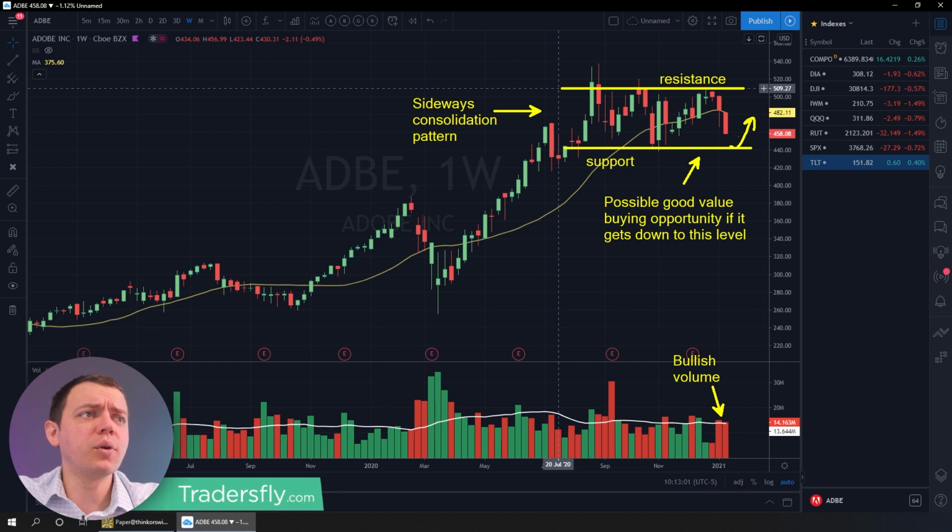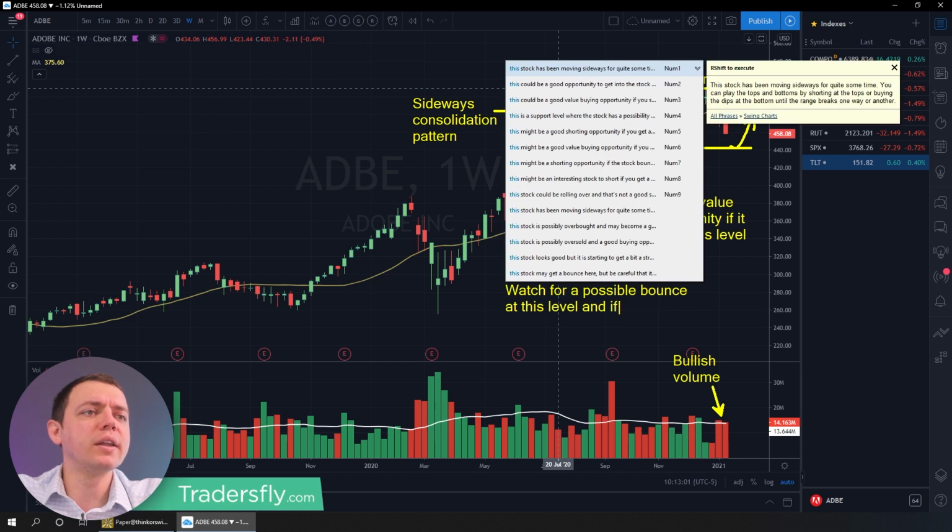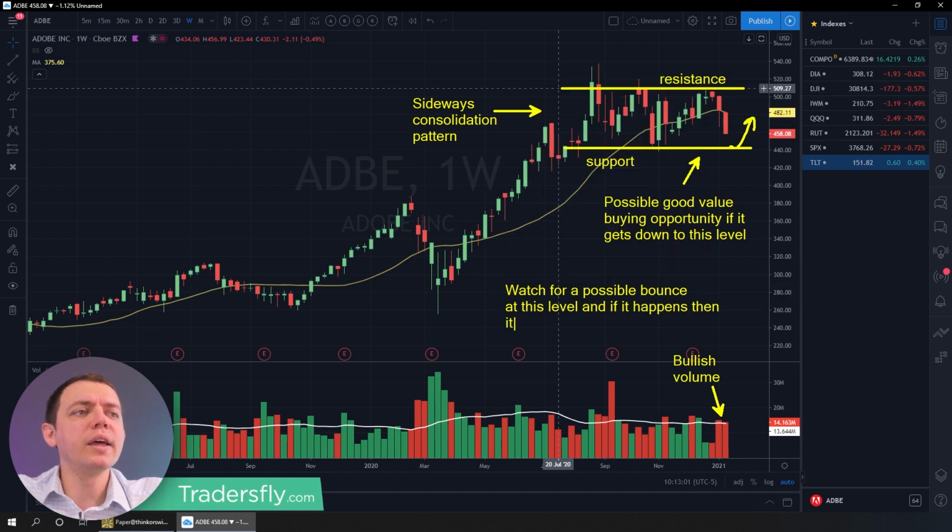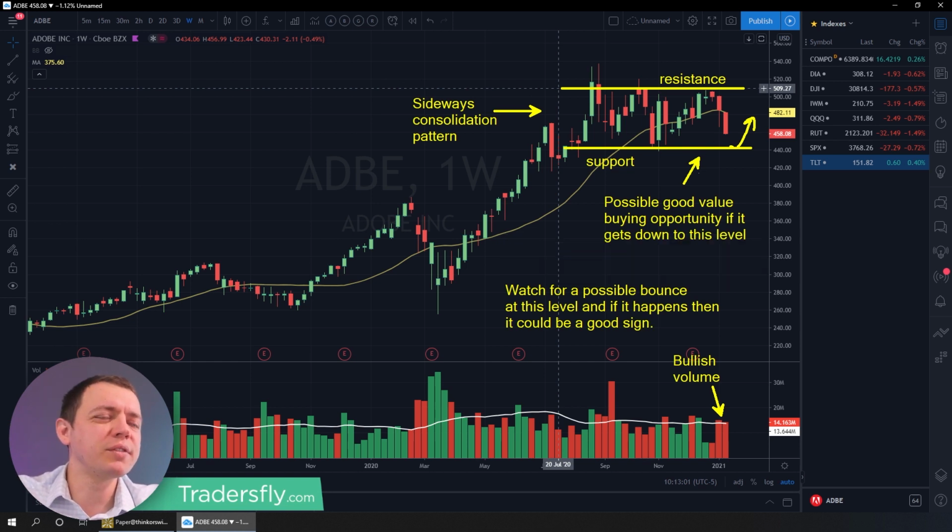So watch for a possible bounce at this level, and if it happens, then it could be a good sign. So that's some of the things that I would be watching for, right there at that point around 440. Right now it's pulling back. I'd be a little bit more negative on it until it hits that point, just because you've got wide price spread, strong bearish volume. Sorry, not bullish. It's actually bearish volume right there.